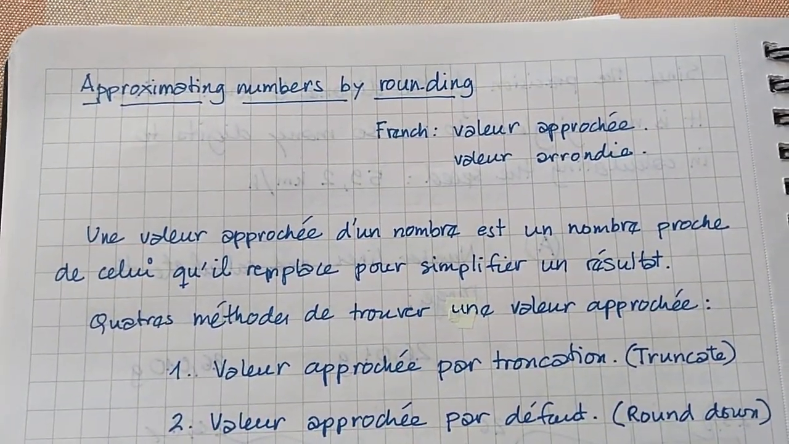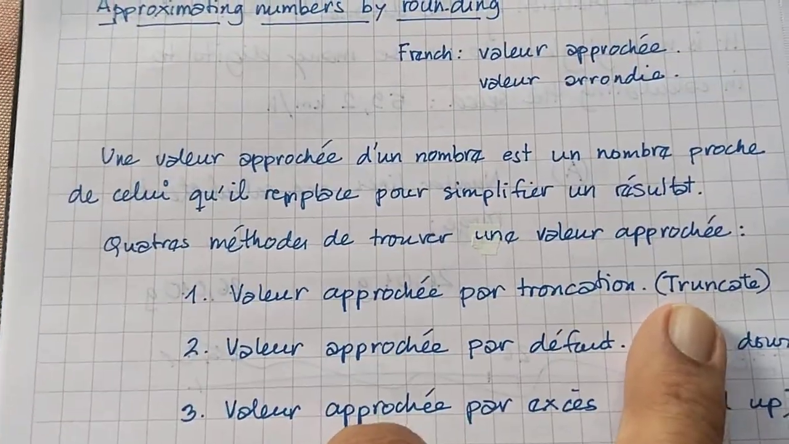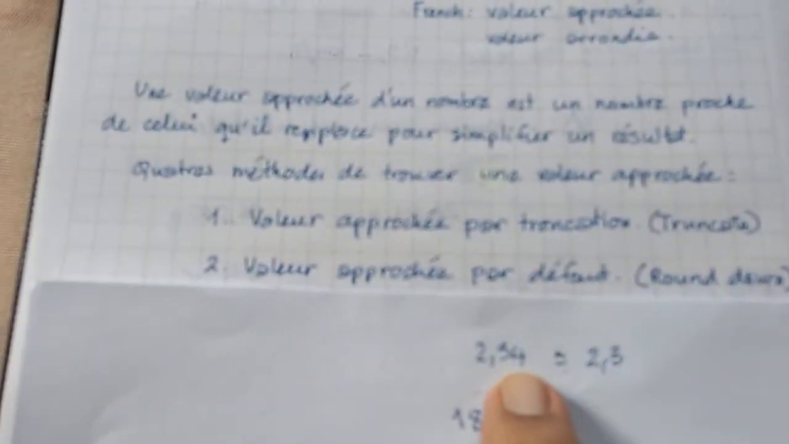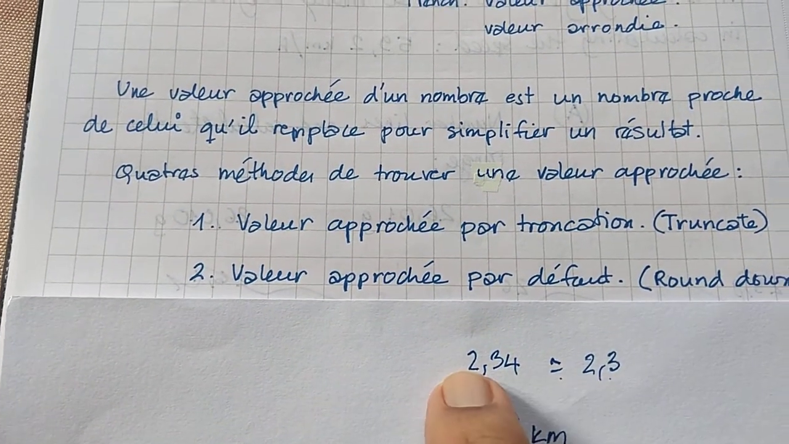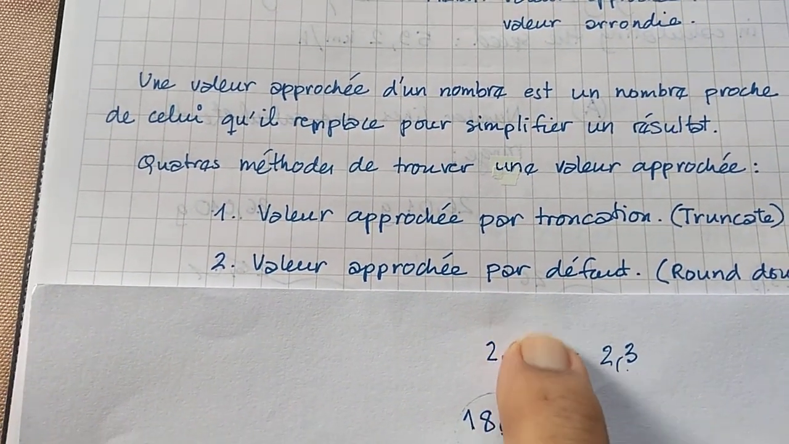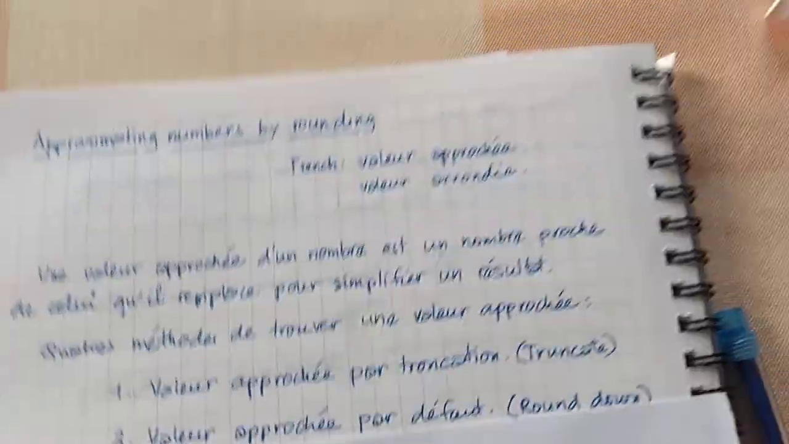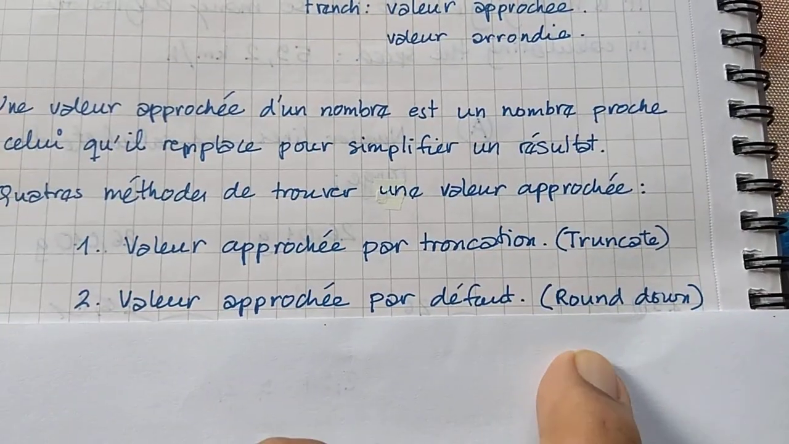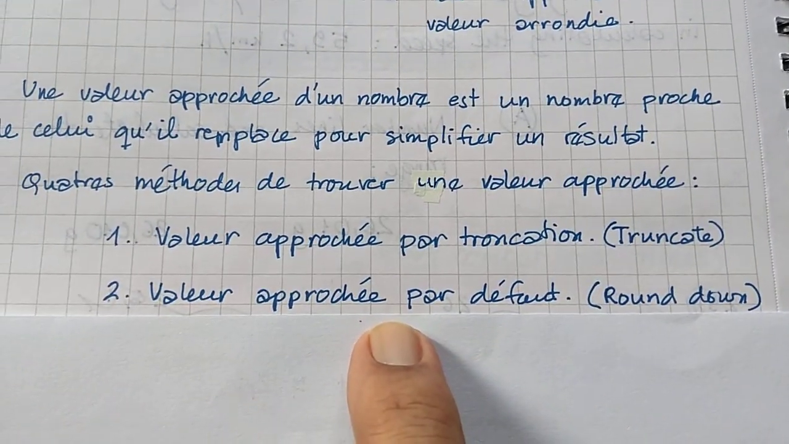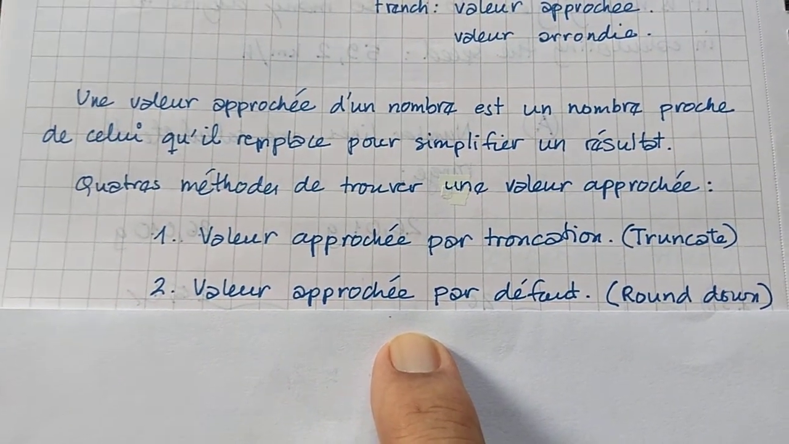Valeur approchée par troncation, it means truncate. This essentially means you just get rid of the last digit here. So we can say that here we have truncated 2.34. Truncated means to cut. So we just cut and we got 2.3. Then valeur approchée par défaut, which is round down. That means you take a number and you round it down. That is, you take the next smaller number with fewer digits.